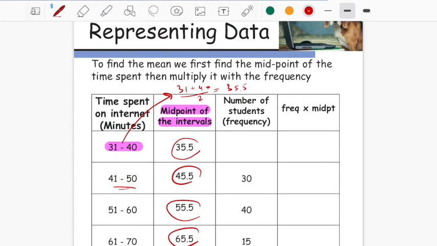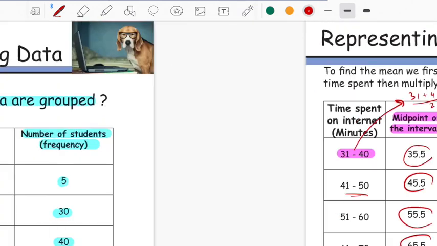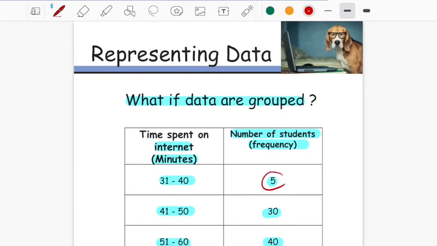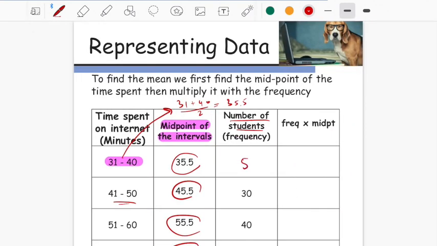Okay, the next is the frequency. Here, how many students? 5. So you put 5 in here. This you copy. I will call this table as, let me just write this, I will call this X. I will call this F, frequency. And then I'll say this is F multiplied by X. So multiply these two.